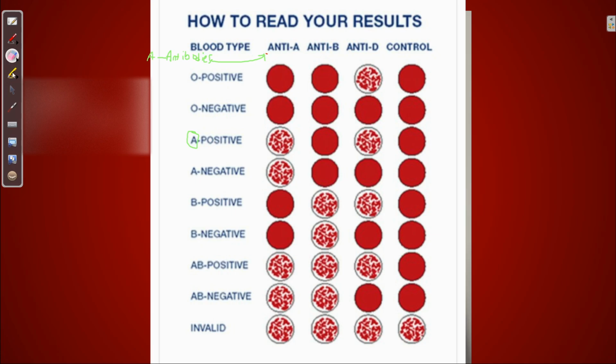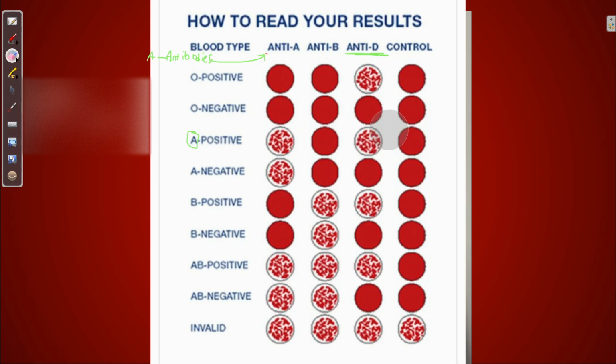And similar with the Rh, if Rh is present, or Rh positive blood, then that means there are Rh antigens in the blood. So if the Rh antibodies, or the anti-D, is put with the blood that contains the Rh antigens, then it's going to clump together.